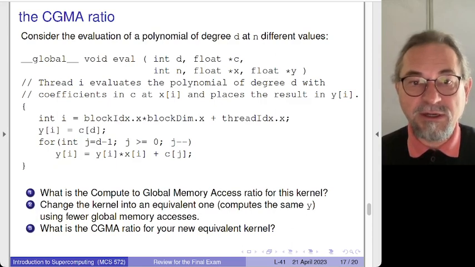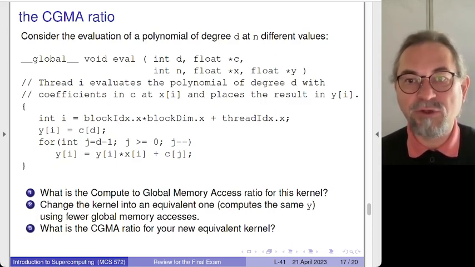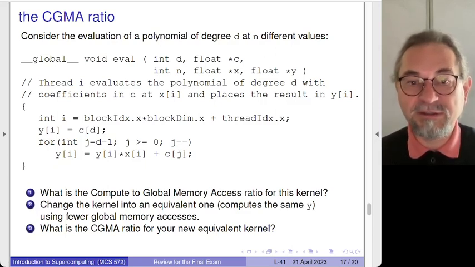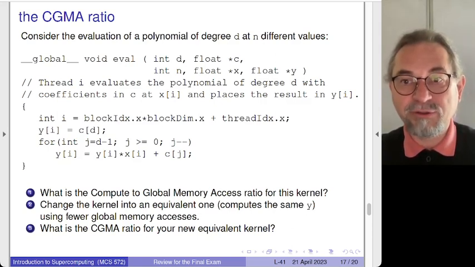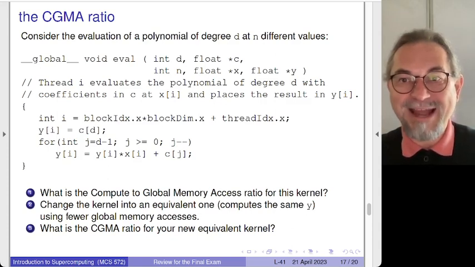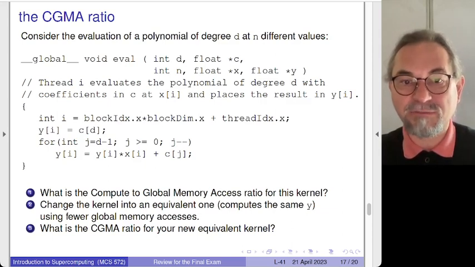Also, the y of i. So you can already reduce significantly the global memory accesses by storing xi and yi in registers. So then you actually load in the input only once, and you save the output also only once. So this significantly reduces the denominator. So then actually you can do this with d memory accesses. So then you have a compute to global memory access of 2.